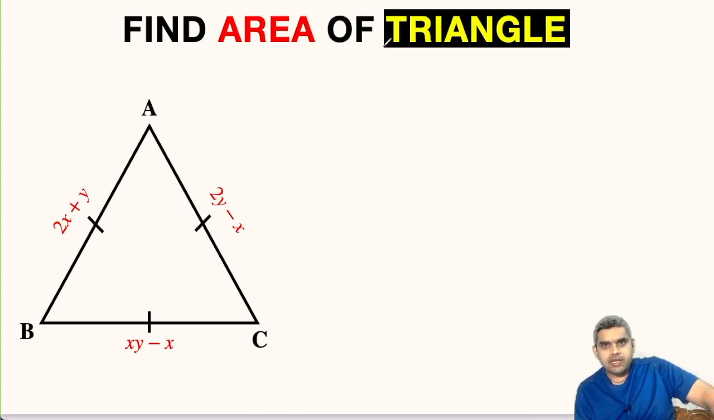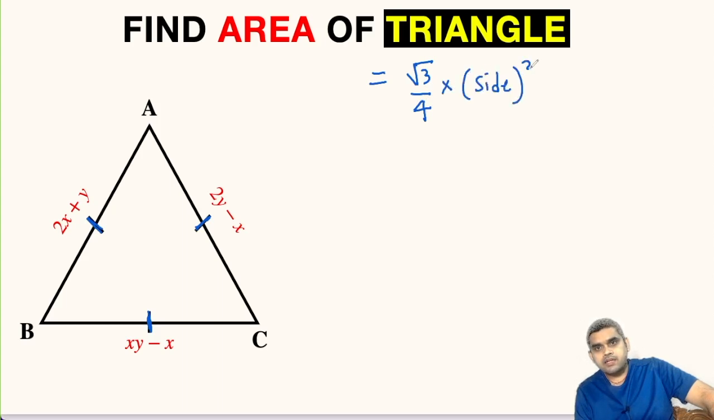In this question, we have to find the area of the triangle shown here. This triangle ABC is an equilateral triangle because it is given in the question that all three sides are equal. The sides are not explicitly given to us, rather they are expressed in terms of two variables x and y. We know that the area of any equilateral triangle is given by the formula root 3 divided by 4 times side squared.